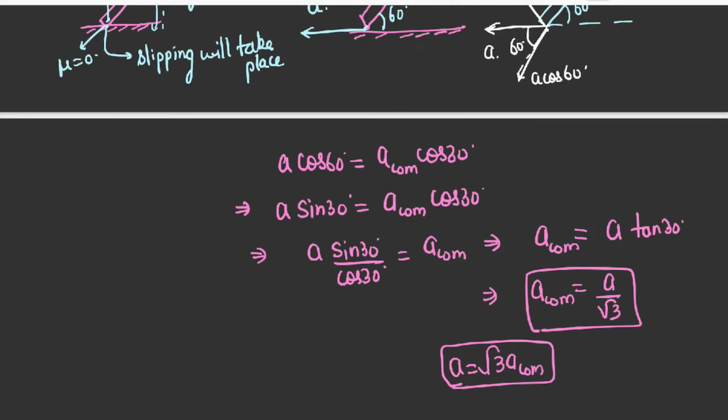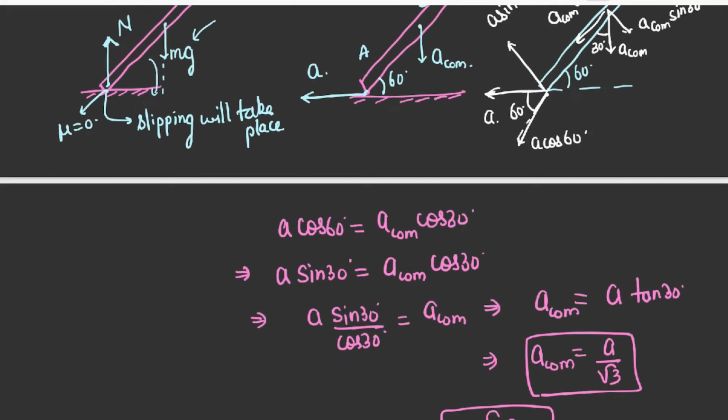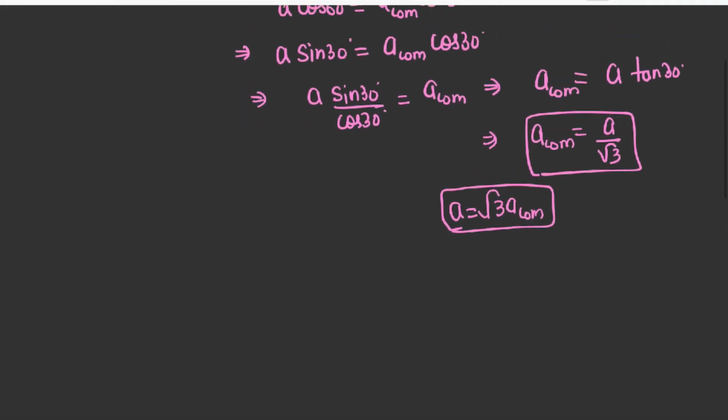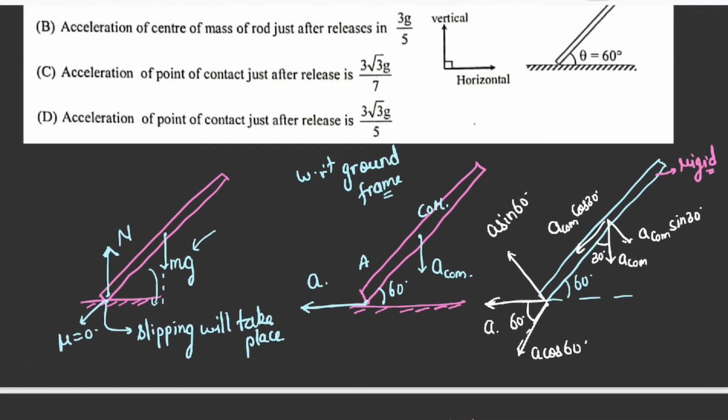Once you got this, we got a relation between A and A_cm. But we don't know A_cm, and we don't even know A, so we need to find them also. So we need to analyze it. Now with respect to the ground frame, it is moving towards left and also rotating. So it's very typical to understand.